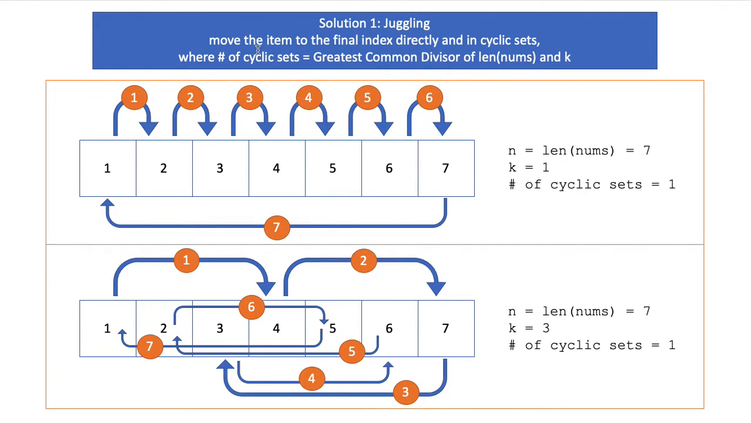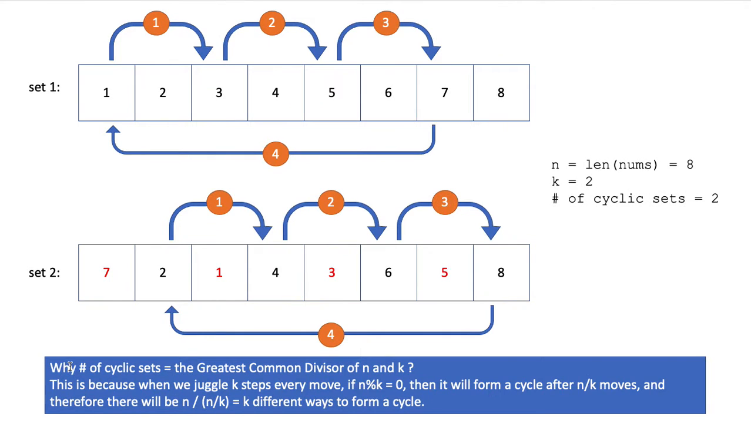That's why we call it juggling, because we are doing this moving in a back and forth fashion. Importantly, the number of cyclic sets equals the greatest common divisor of the length of the nums array n and k. Why is the number of cyclic sets equal to the greatest common divisor of n and k? Let's consider a simple situation.